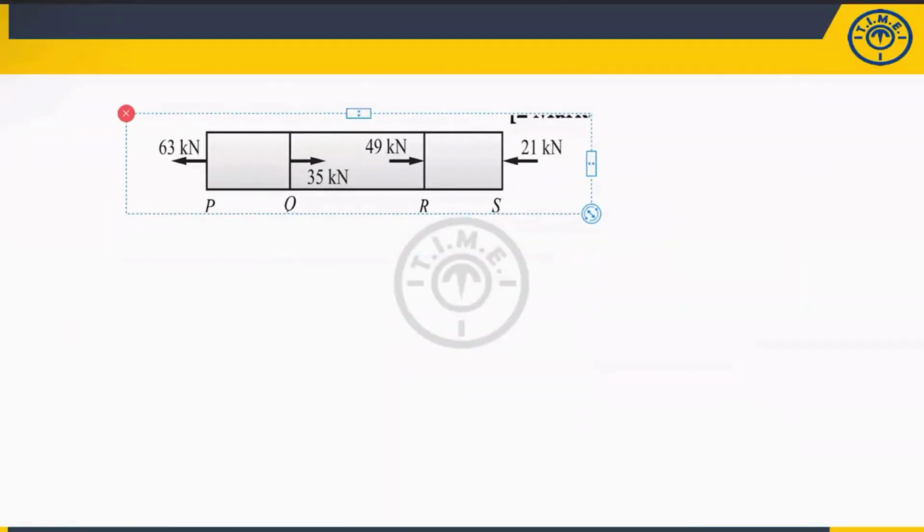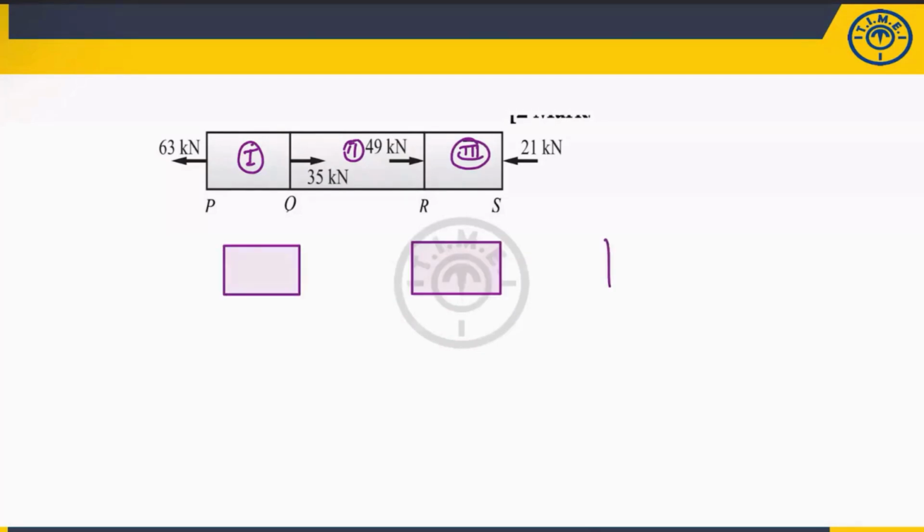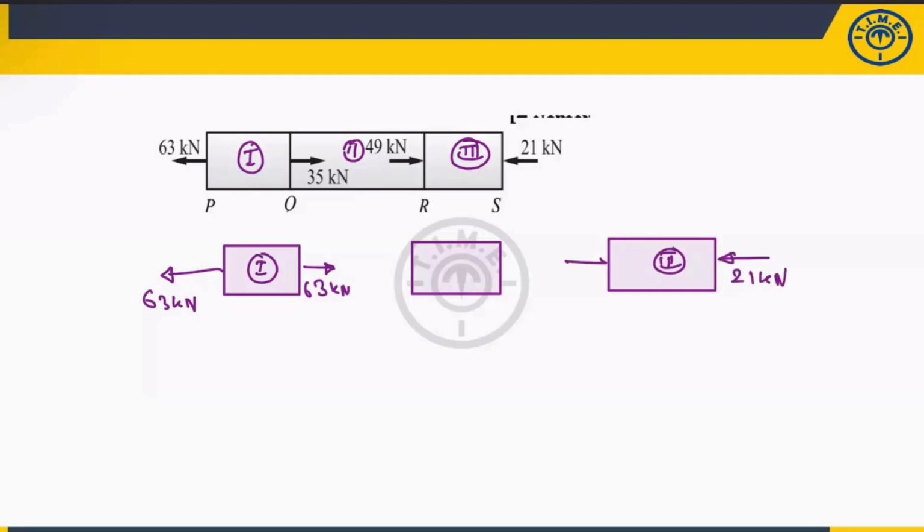Now see, let us suppose this is the first member, this is the second, and this will be the third one. For the first member, it is very easy. The first member is 63, so I will write 63 also here. Not an issue. The third member is also very easy. This is 21, so from here also 21 to maintain equilibrium.